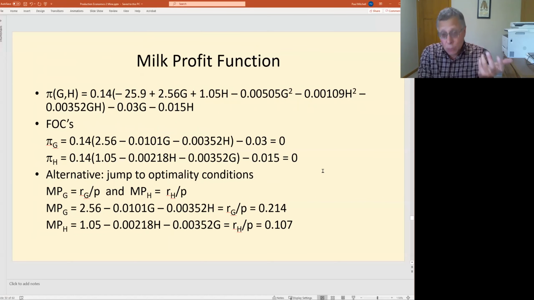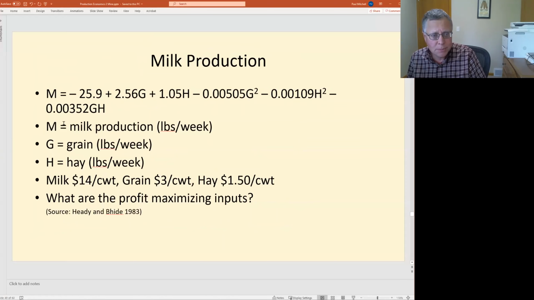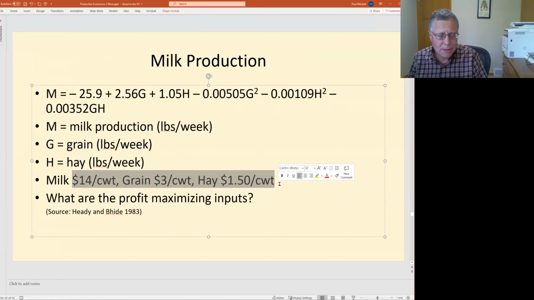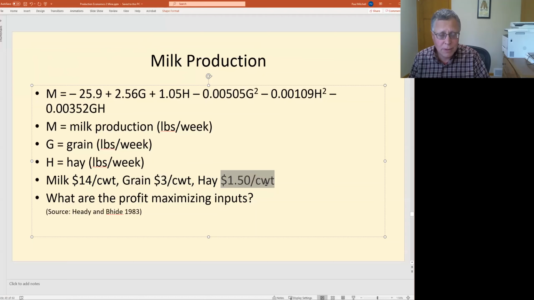Well, we'll work this. This is more realistic. First off, go back a slide. Milk is pounds per week. Grain is pounds per week. Hay is pounds per week. These prices are all dollars per hundredweight. And so dollars per hundredweight is dollars per 100 pounds. You have to divide them by 100 to get to dollars per pound. So $14 a hundredweight for milk is 14 cents a pound. $3 a hundredweight for grain means 3 cents a pound. $1.50 a hundredweight is 0.015, 1.5 cents for hay.